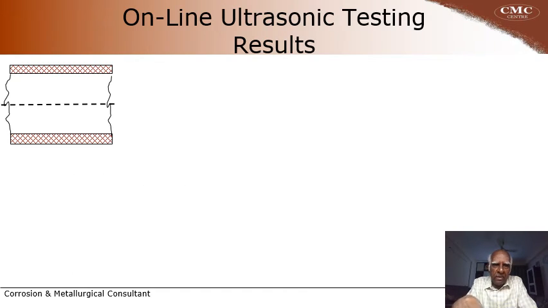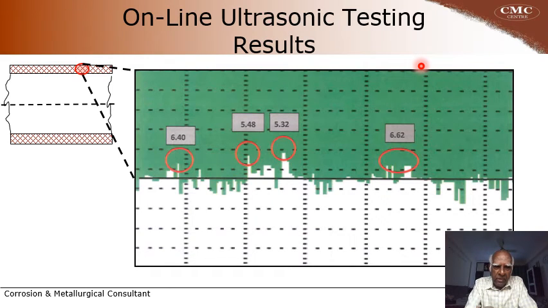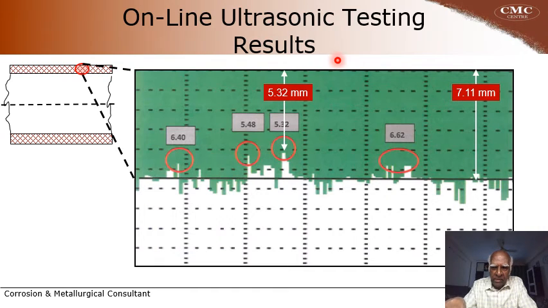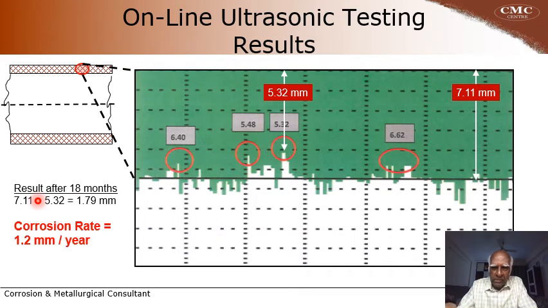Here is an example of online ultrasonic thickness results. Here is a pipeline, and we will see how this pipeline performs after about 1.5 years, 18 months. This is an oil and gas water pipeline. You will see this is the outside surface, and this is the inside surface, and the inside surface is getting corroded to different levels. The original thickness is 7.11 mm. The minimum thickness is 5.32 mm. So this much is lost over a period of 18 months.